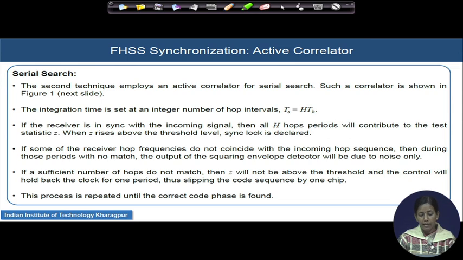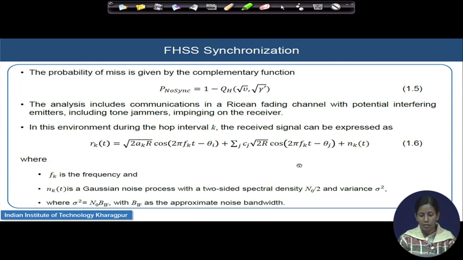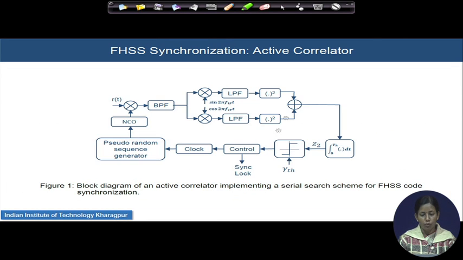And it may happen that some of the receiver hop frequencies do not coincide with the incoming hop sequences. Then during those periods there won't be any match. The output of this squaring envelope detector will give you a perfect 0. Basically, the output of the square envelope detector will give you some value only if the incoming signal and the locally generated PN sequence for a typical hop perfectly coincide.